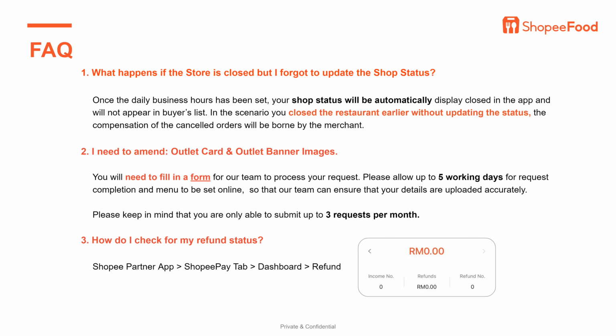So moving on, the next question is, I need to amend my menu. Right now, if you have the menu ready, ShopeeFood has already uploaded your menu. You can now directly edit your menu inside the Shopee Partner app. However, there are a few things that you can't edit. It's mainly the outlet card and banner. For that, you will still need to submit the amendment form for us to help do the editing. It's very simple. You can just submit the form and our team will make the changes within 5 working days. And you can get the form from our customer service team.